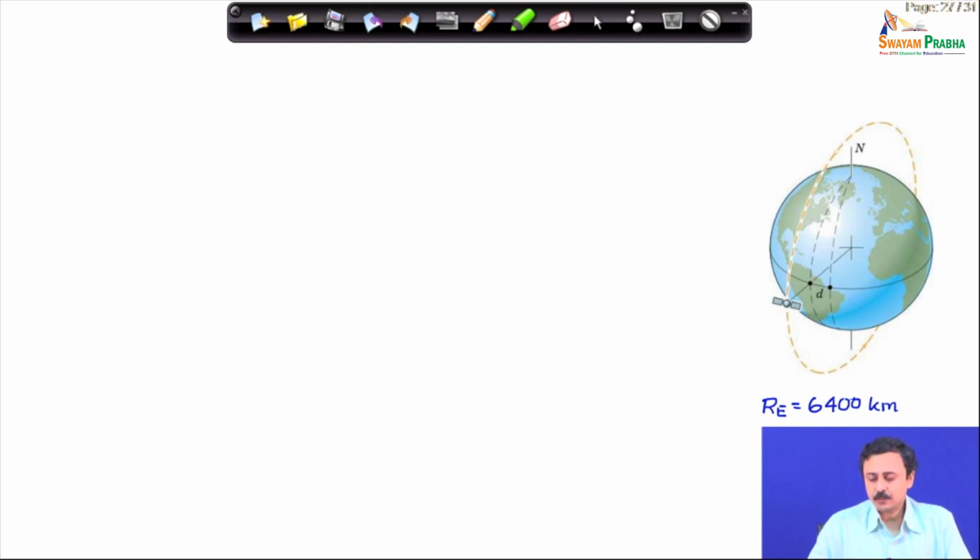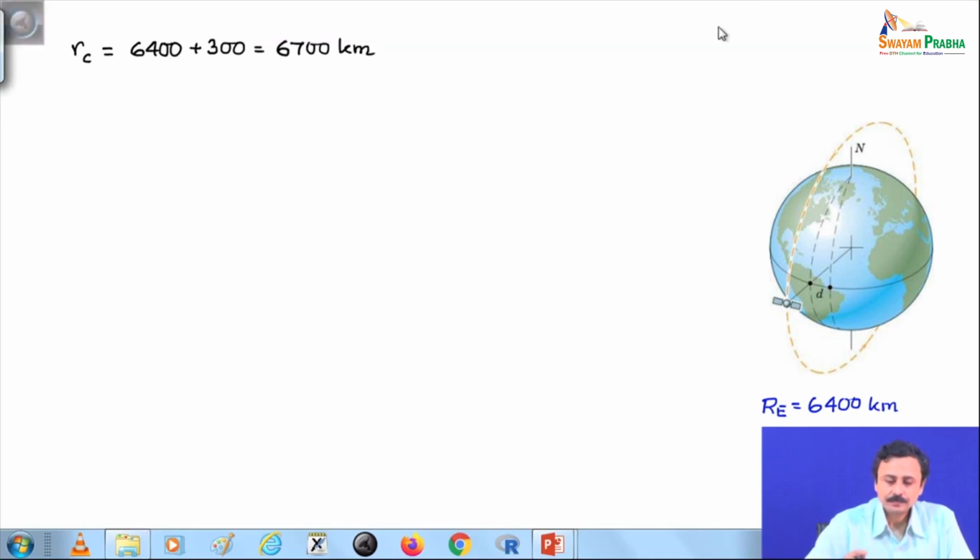Radius of the earth is 6400 kilometer, the height of the satellite from the surface of the earth is 300 kilometer. We have to find out that separation distance of the 2 points on the equator, which will be underneath the satellite when it comes back after one orbit. Now, radius of the circular path in this particular case is the radius of the earth plus the height of the satellite from the surface of the earth. Now, that happens to be 6400 plus 300 kilometers, that is 6700 kilometer from the center of the earth.